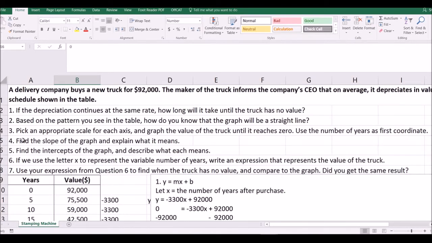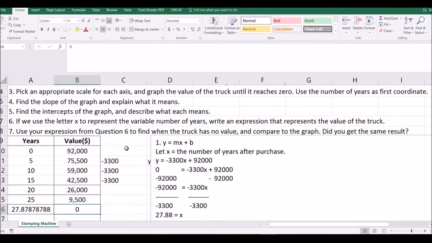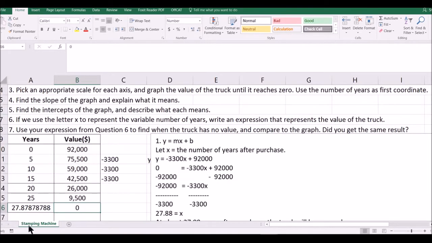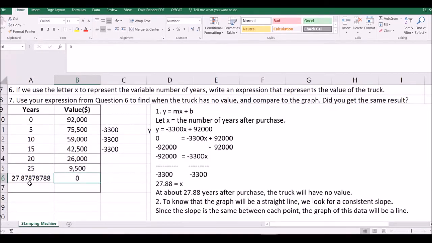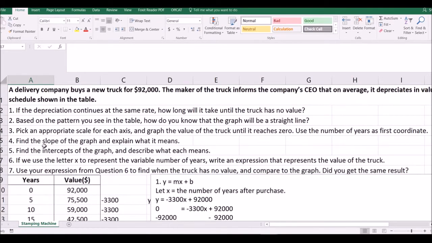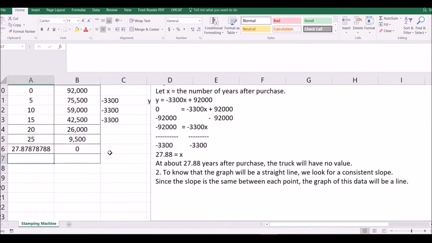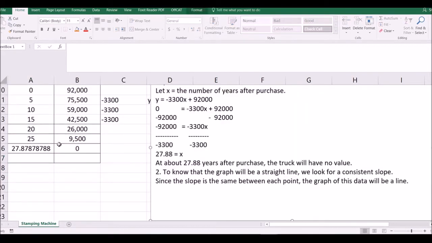So let's take a look here. We want to pick an appropriate scale for the x-axis and graph the value of the truck until it reaches 0. So we have a scale here. Now we were going up by 5s, but the value is in between, but that's when it does equal 0. Okay. Find the slope of the graph. Oh, explain what it means. Well, we did find the slope, so let's just explain what it means.